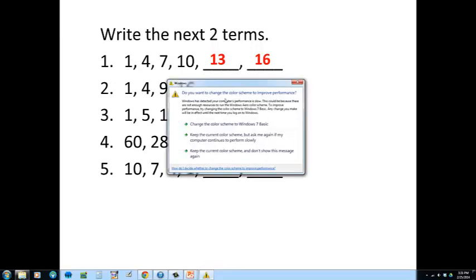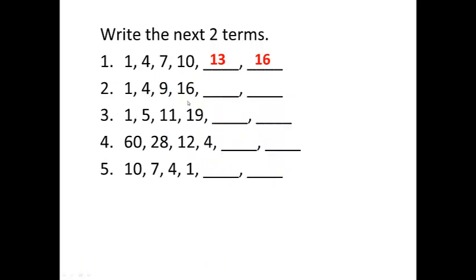What about this one? You have 1, 4, 9, and 16. Okay, the next one's 25. Next one after that is 36. We added 3, added 5, add 7, add 9, add 11. So we're adding basically the odd numbers.